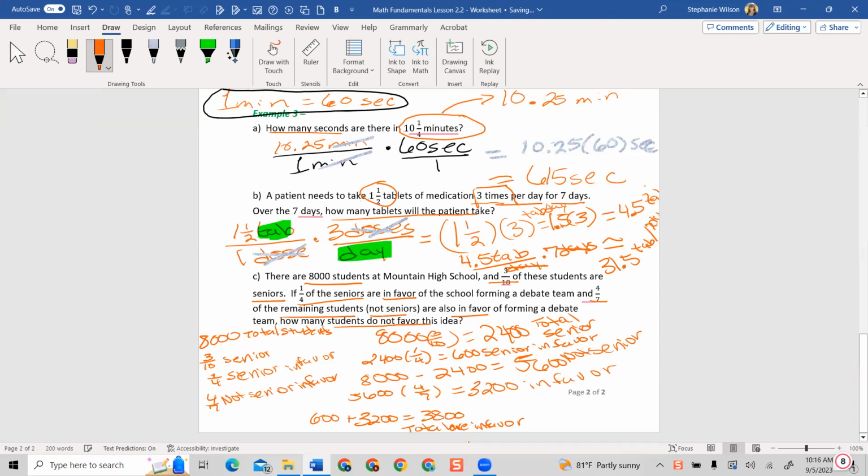Now, the question asks for students that do not favor. So what I need to do is take that 8,000, subtract that 3,800, and that's going to tell me the students that are not in favor, and that is 4,200.